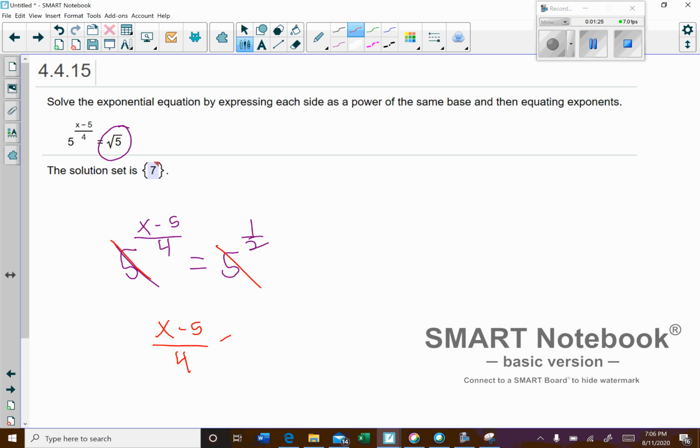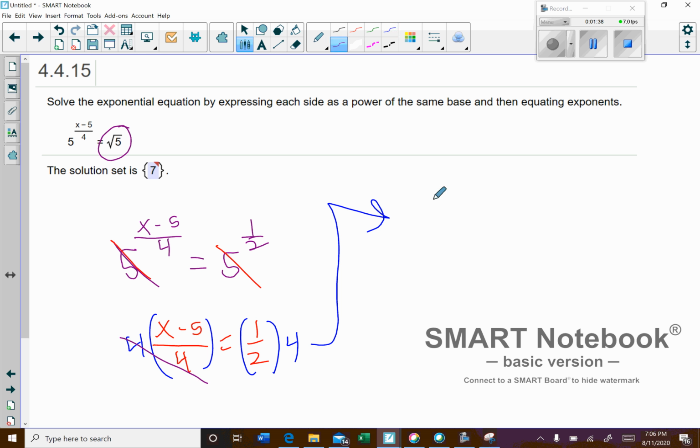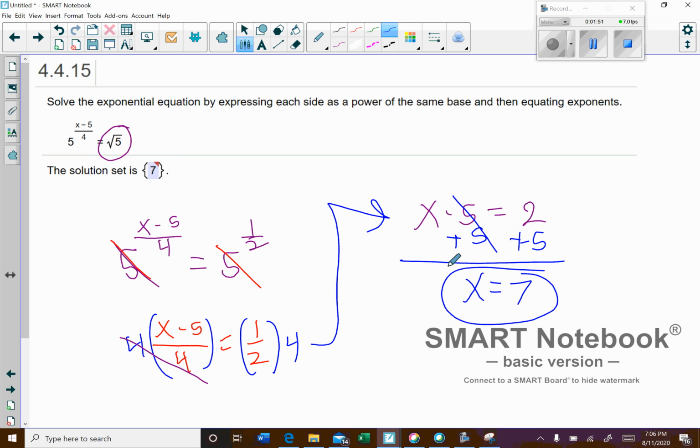And then from here, really, it should just be some algebra. So what we would do is multiply both sides by 4 to get rid of our denominators. So the 4's would cancel out here. We'd be left with x minus 5 equals, and then half of 4 is 2. And then we go ahead and add 5 to both sides. And there we go. We get x equals 7. Okay, let's see our next one here.